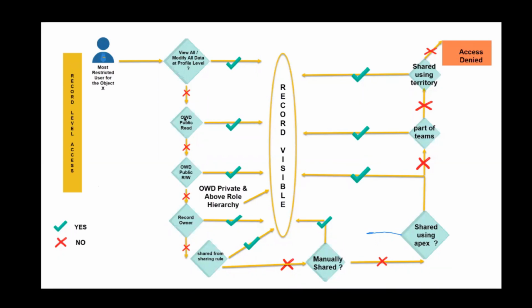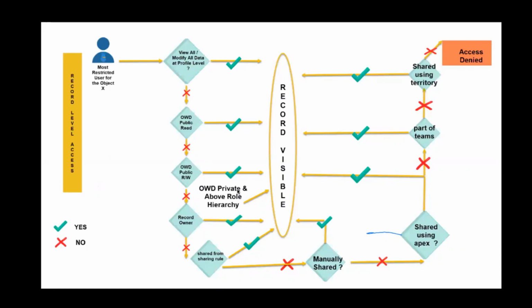If that is also not the case, again check if OWD is public read write. Yes, let the user access the record. Now we have got the option, if OWD is private. First, second, owner is above role hierarchy, the option that we just discussed.